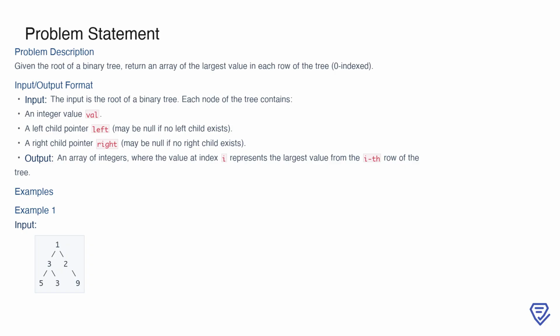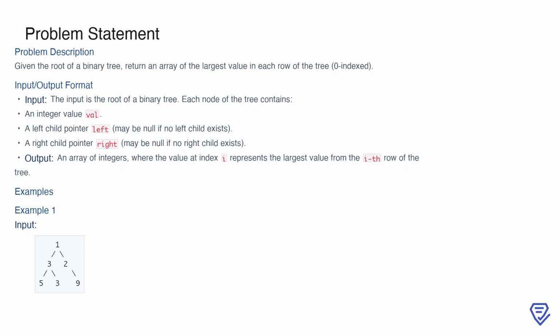In this problem, we are working with a binary tree, and our goal is to find the largest value in each row of the tree. The tree is structured with nodes, where each node has an integer value and pointers to its left and right children, which could be null if the child does not exist. The output of the problem is an array where each element represents the largest value from the corresponding row in the tree, starting from the root at row 0.